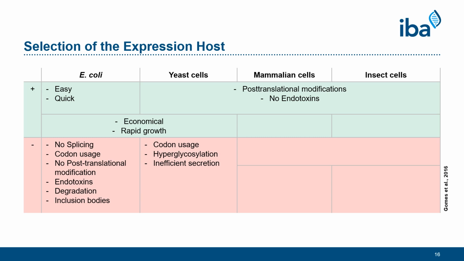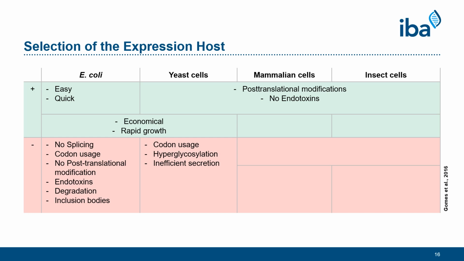And a eukaryotic host, which shows, like E. coli, rapid growth and is really economical, is baker's yeast. Advantages of yeast compared to E. coli are that yeast has a machinery for post-translational modifications like glycosylation, and after preparation the sample is free of endotoxins. But like E. coli, it has a different codon usage compared to higher eukaryotes like mammalian cells and insect cells.